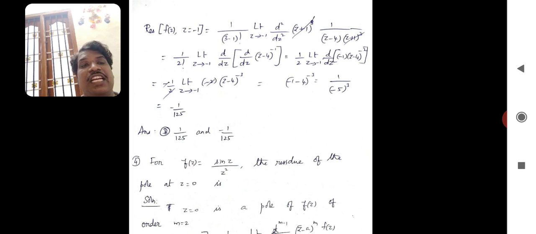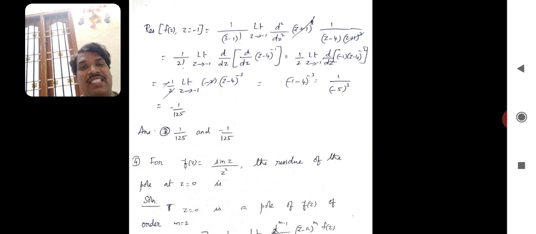So when I differentiate, the power comes to the base. So minus 2 into z minus 4, the power is decreased by 1, minus 2 minus 1, which is minus 3. So I have z minus 4 power minus 3. Now you can see we have minus 1 by 2 outside, and after differentiation we have minus 2 in the numerator. So both the terms get cancelled. So we are left with the limit z approaches minus 1, z minus 4 power minus 3.